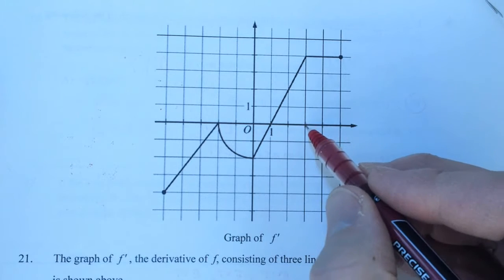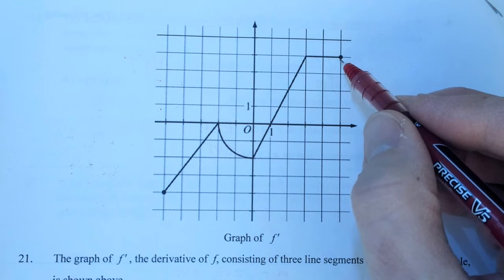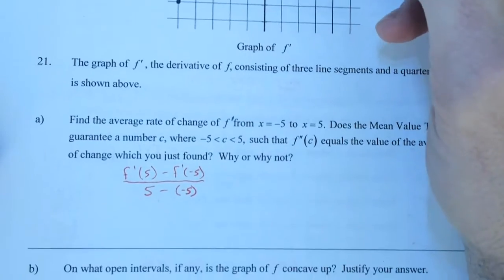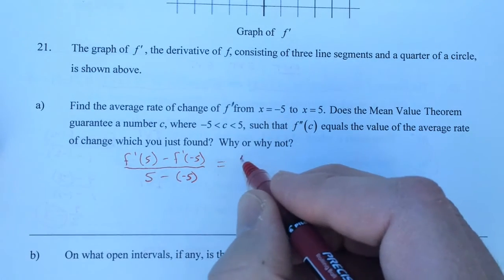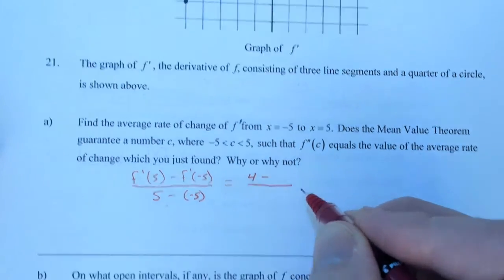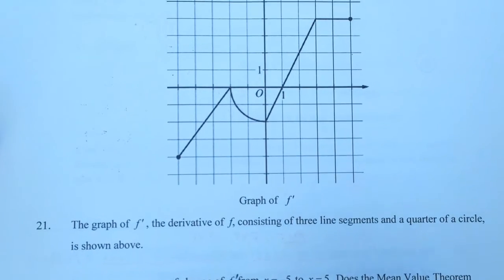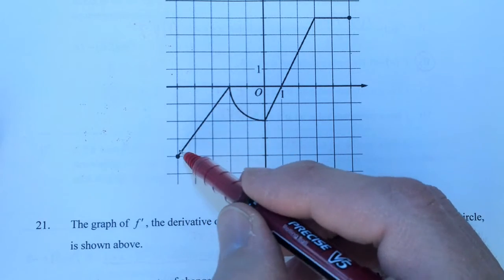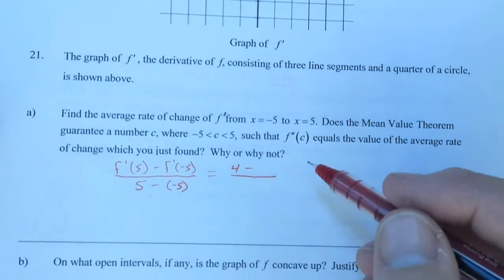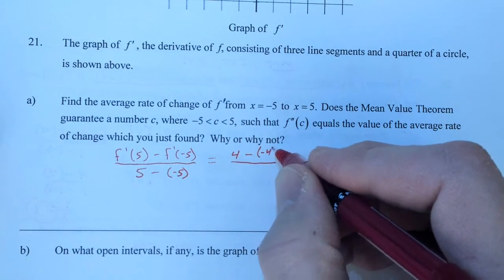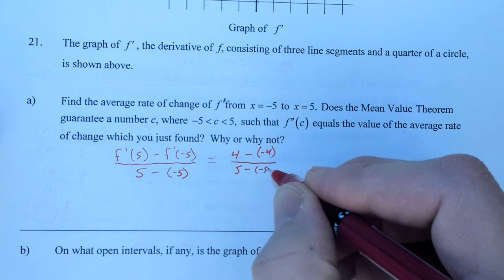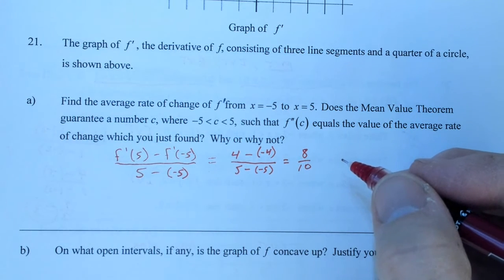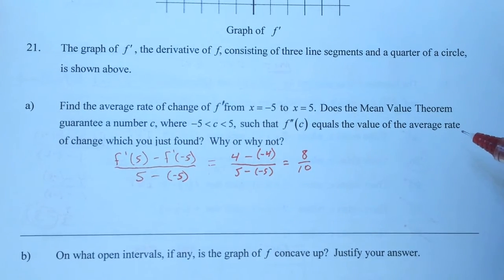Now, f prime of 5: 1, 2, 3, 4, 5, that's this point right here, which we see is 1, 2, 3, 4 units up. So that means we have 4 minus, and now we want f prime of -5, so 1, 2, 3, 4, 5 units back, 1, 2, 3, 4 units down, so that's -4. So we have 4 minus -4 over 5 minus -5, so that's 8 over 10. We don't need to simplify any further because we don't need to simplify our answers on this section.